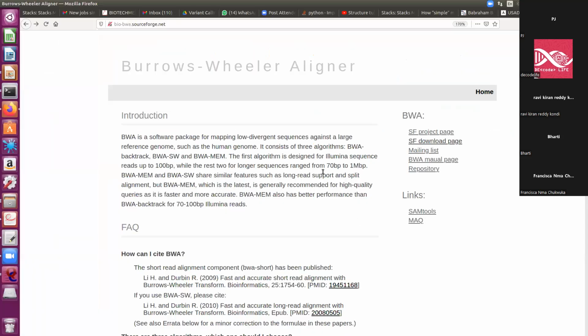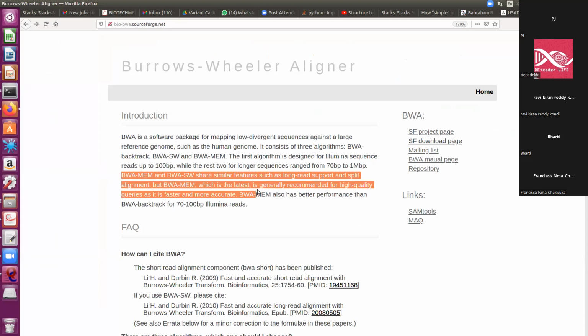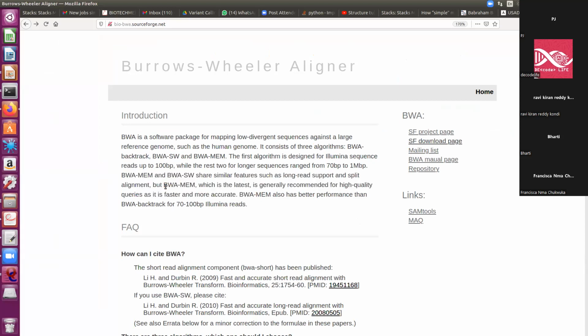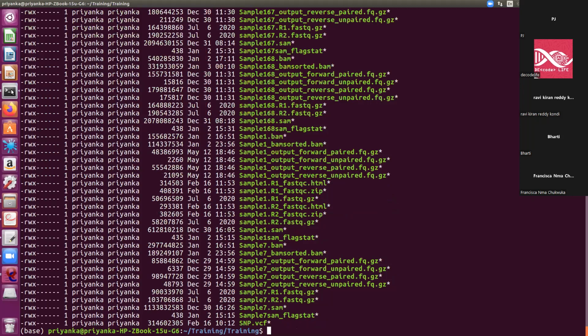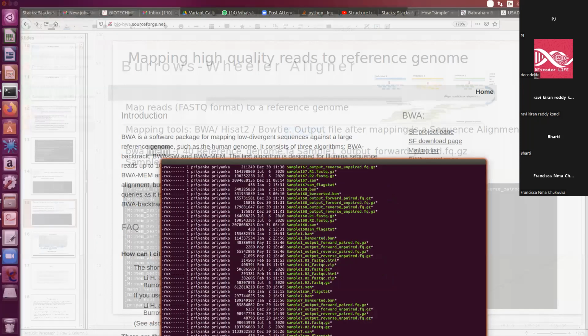The longer sequences can range from 70 base pair to 1 MB. So BWA mem and BWA SW share very similar features, such as long read support and split alignment. But BWA mem, which is the latest and generally recommended, that's why we are using BWA mem, is for high quality queries, and is faster and more accurate. BWA mem also has better performance than BWA backtrack for 70 to 100 base pair Illumina reads. So BWA mem is the most ideal, so we are using that here. I'll be showing you how to run this BWA mem.